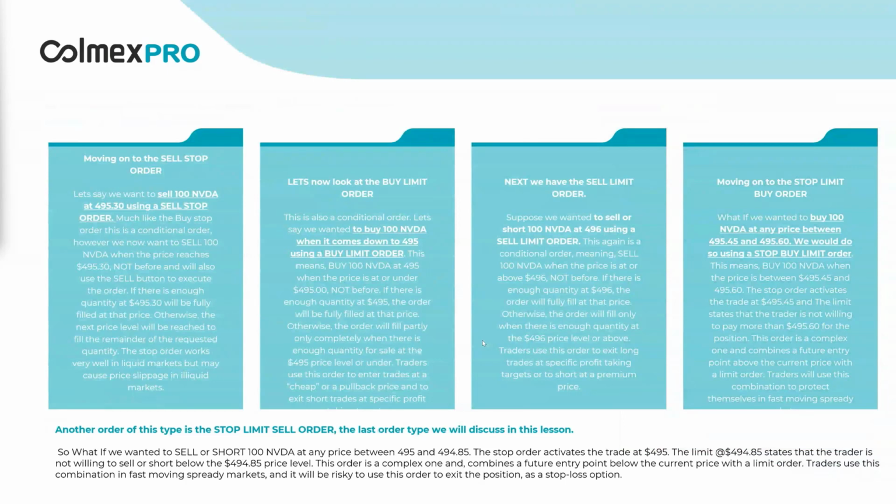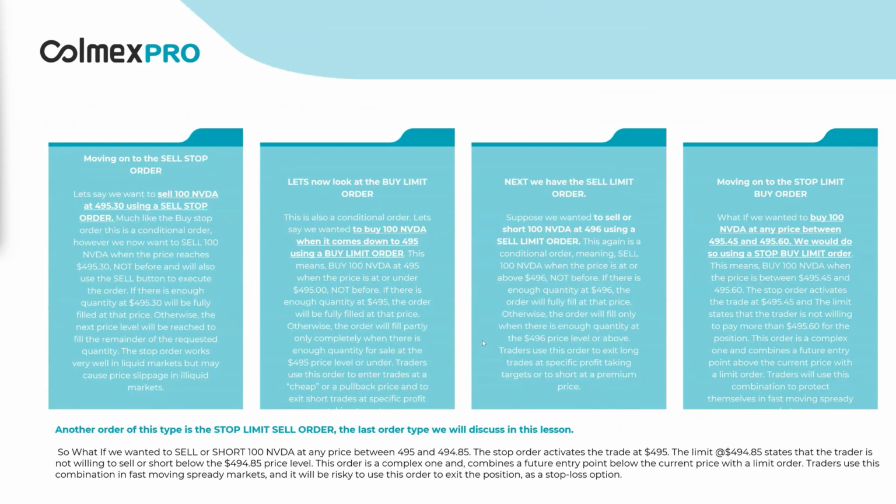So, let's say we wanted to use a sell stop order. If we wanted to sell 100 NVIDIA at $495.30 using a sell stop order, much like the buy stop order, this is a conditional order. However, we want to now sell 100 NVIDIA when the price reaches $495.30 and not before. And we'll also use the sell button to execute this order and not the buy button.